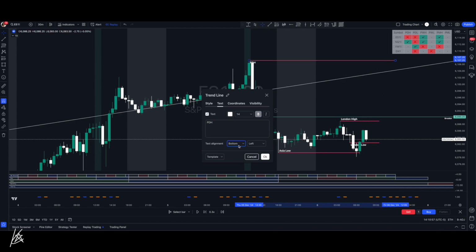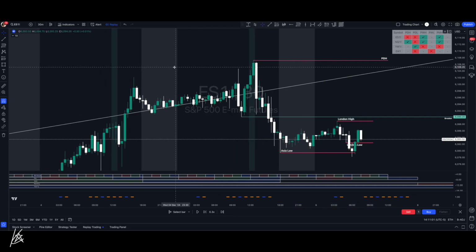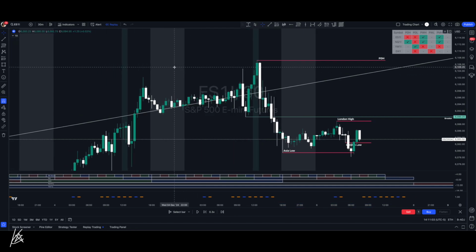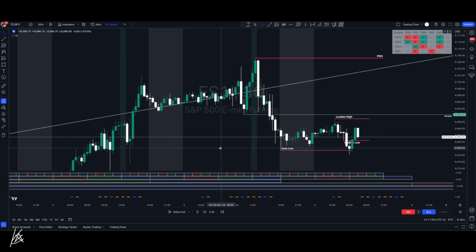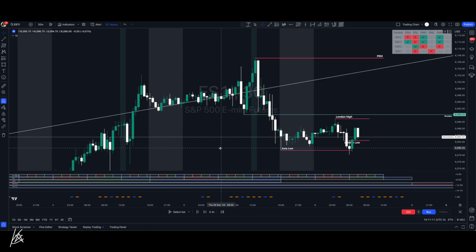Okay, and let's put this on the top. And we're going to move that to the right so it's easy to see. All right, so we currently have our liquidities already marked. We don't have a previous day low, and right now the chart is bullish and my bias is bullish. So I'm going to explain to you why.